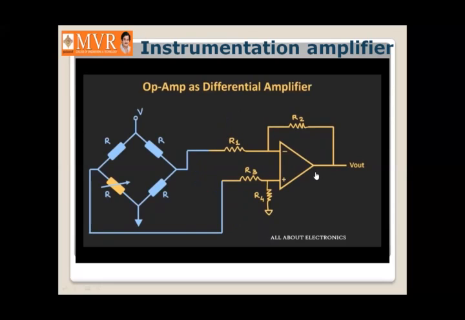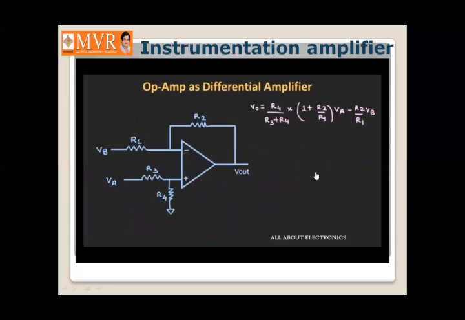As you can see over here, the output of this bridge circuit is given to this differential amplifier. The advantage of this differential amplifier is that whatever common mode noise or common mode interference signal appears at the two terminals of this differential amplifier should ideally get eliminated, and only the differential signal across the two terminals should get amplified. So if VA and VB are the voltages that appear across the two terminals of this differential amplifier, then the output of this differential amplifier can be given by this expression.